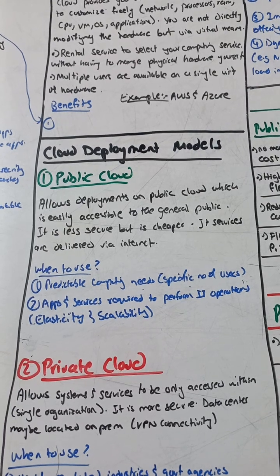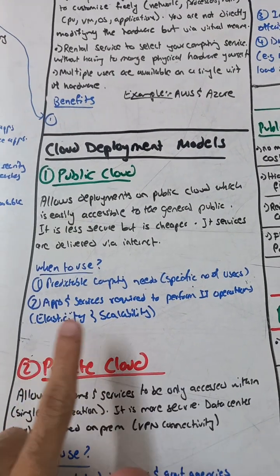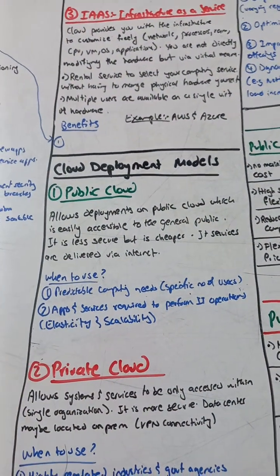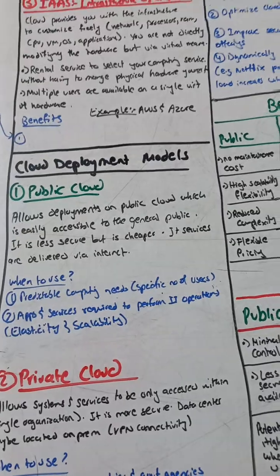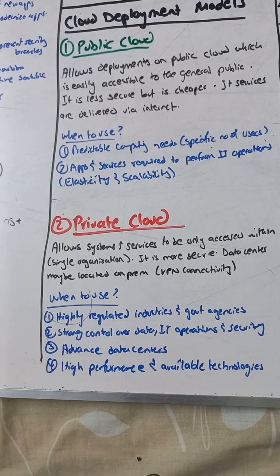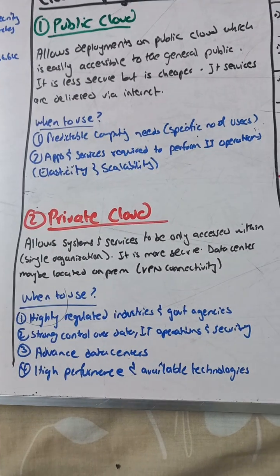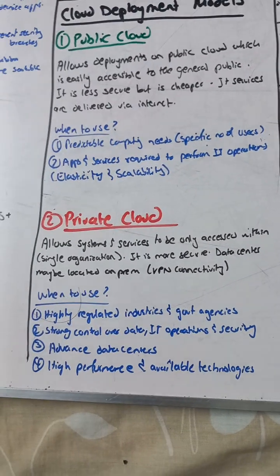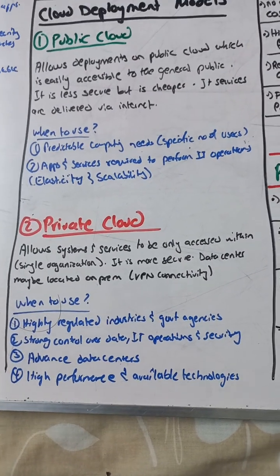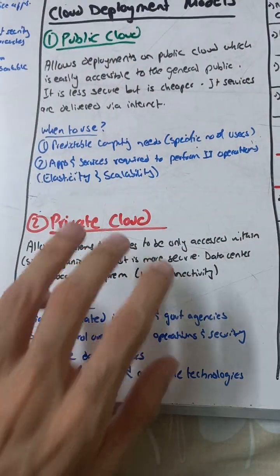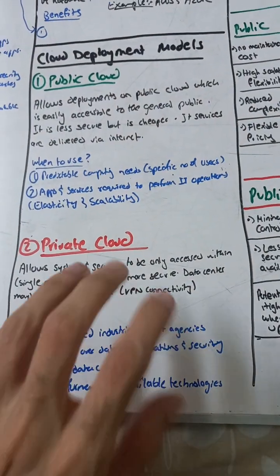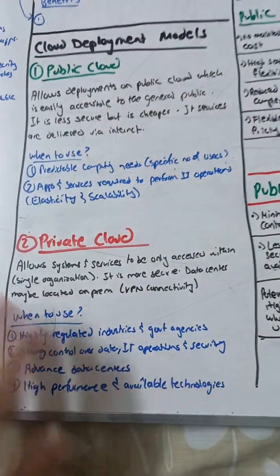Apps and services required to perform IT operations, elasticity and scalability. So whenever you want elasticity and scalability, and you already know how many users you're going to get, then you use public cloud. But in cases where you don't know how many users you want, you will be using private cloud because you have more control over here. It allows systems and services to be accessed within a single organization. It is more secure because in private cloud, you're saying no third party, no public is allowed to interfere with the application which is being made in the single organization.